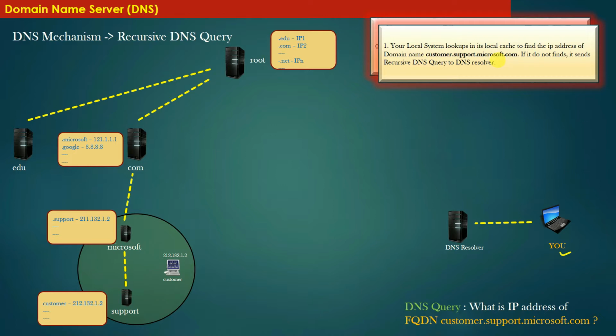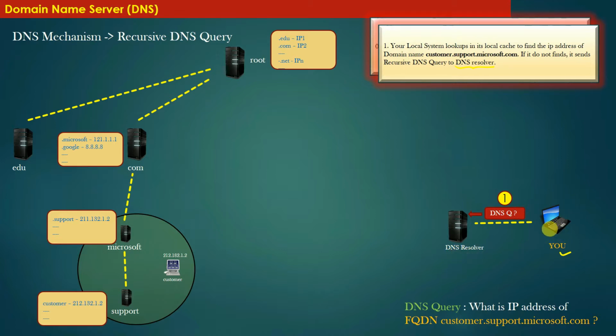Therefore, in your local DNS cache, the IP address of this domain name will not be present. Right? And be reminded that this is actually a fully qualified domain name. So the next thing that your local system does when it does not find the IP address for this fully qualified domain name in its local DNS cache is that your local computer system sends out a recursive DNS query to the first hop DNS server, which is also called the DNS resolver. So you can see here in step 1, your computer system sends out a recursive DNS query to the DNS resolver. So DNS resolver is nothing but a first hop DNS server which is configured in your local machine.